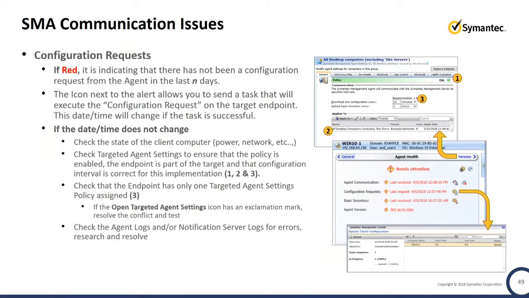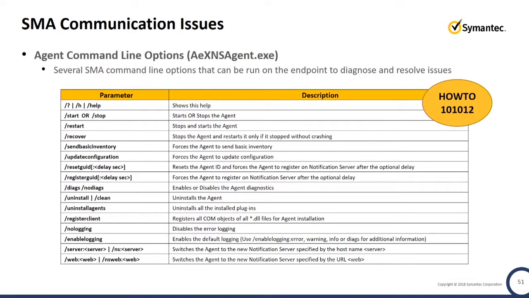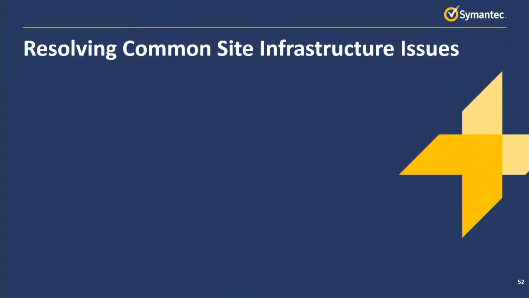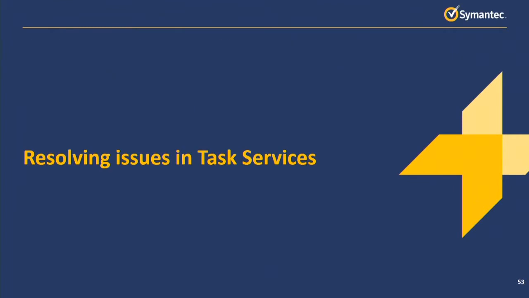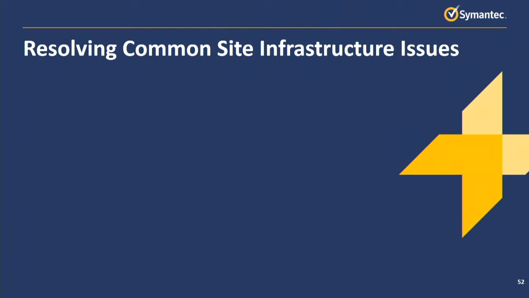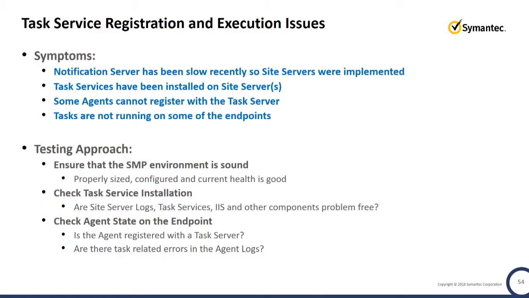Okay, this goes into a little more detail of when it's read and what it'll do. Okay, failing that, obviously reinstall the agent, uninstall it, reinstall it if you have to. Here's a nice listing of all the switches that you can use to get the agents up and running. Okay, move on to some site infrastructure troubleshooting. And as I say, you'll get this document and all the listed items.